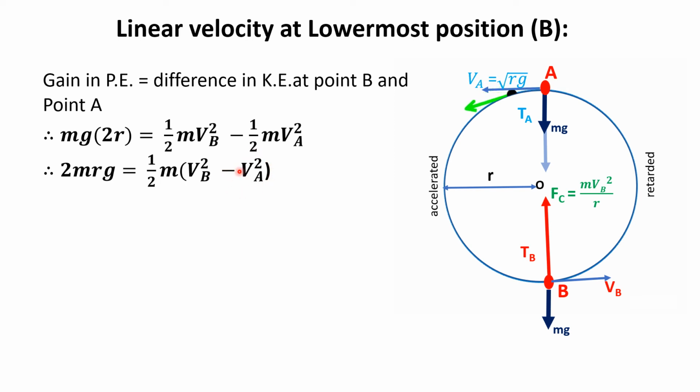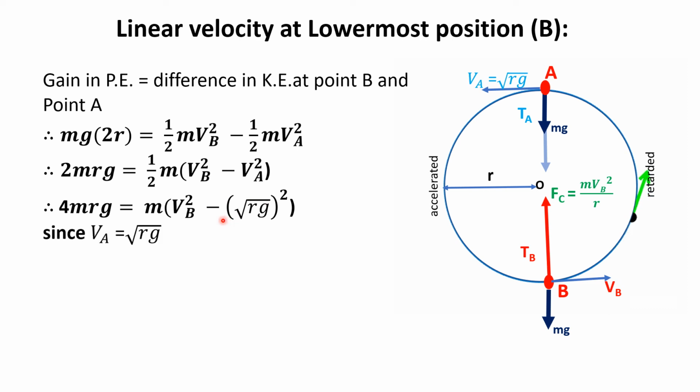Just substitute the value of Va, that is nothing but the square root of Rg, and move the two terms in the denominator from the right hand side to the left hand side. We get the equation as 4mRg is equal to m into the bracket Vb square minus (square root of Rg) squared. This factor is equal to Rg, and we can cancel out the common term m from both sides, and we get the equation as 4Rg is equal to Vb square minus Rg.